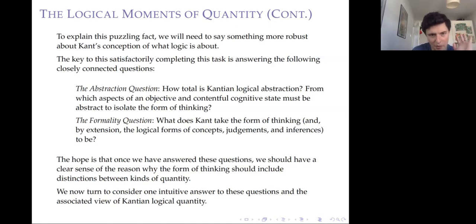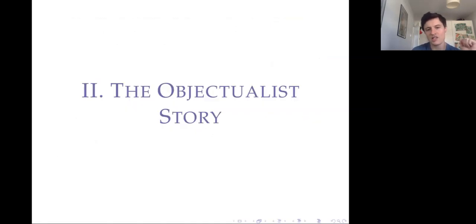I think if we answer these questions, we will be able to tell why something called logical quantities are included in the table, and only then. Okay, so what is the objectualist solution?